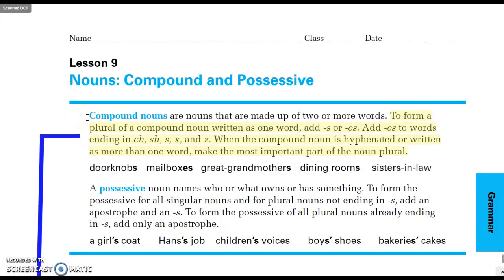The worksheet first focuses on compound nouns. Compound nouns are nouns that are made up of two or more words. To form a plural of a compound noun written as one word, add s or es. Add es to words ending in ch, sh, s, x, and z. When the compound noun is hyphenated or written as more than one word, make the most important part of the noun plural. Some examples are given for you: doorknobs, mailboxes, great-grandmothers, dining room, and sisters-in-law.